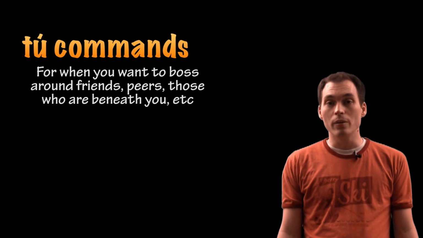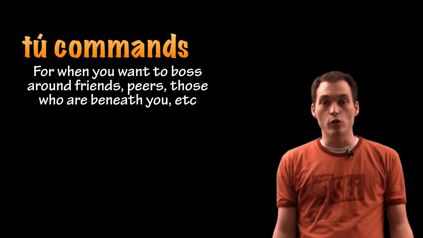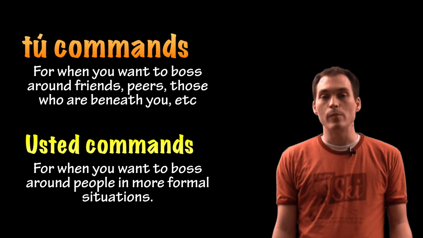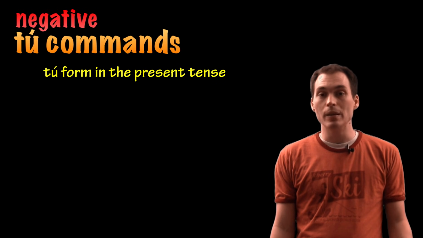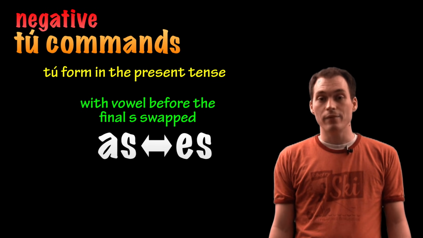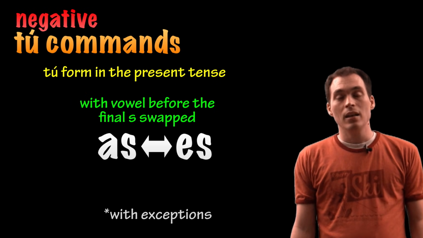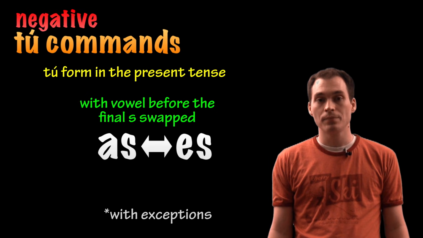tú commands. Remember that we use tú commands with people that we know, are familiar with, and are comfortable with, like children, pets, etc. But we would need the usted commands for people that we want to be more respectful towards and formal with. The negative tú command forms were basically the tú form in the present tense with the last vowel swapped. So if it usually had as, it would be es. If it usually had es, it would be as, with a couple exceptions.